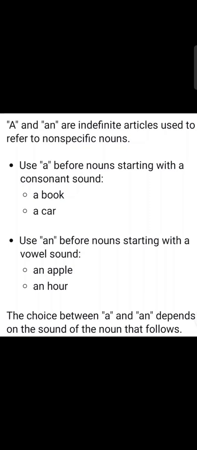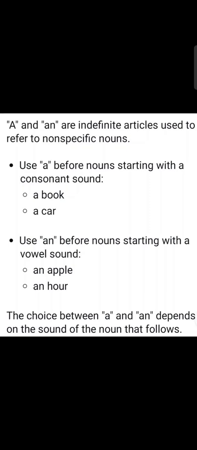It can happen that a word starting with a vowel letter sounds like a vowel too, like in the case of apple. But a word like university is starting with the vowel letter, but it's not sounding like a vowel sound. So university is a word which starts with a consonant sound, so a is used before university, not an.